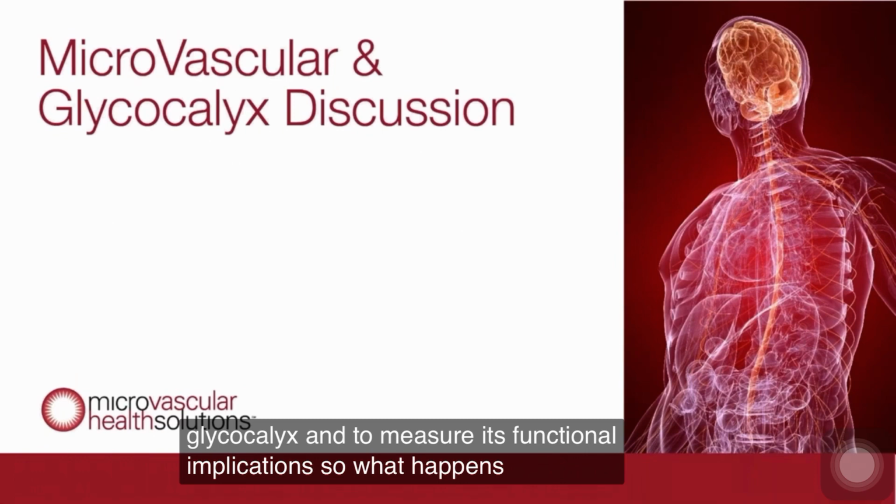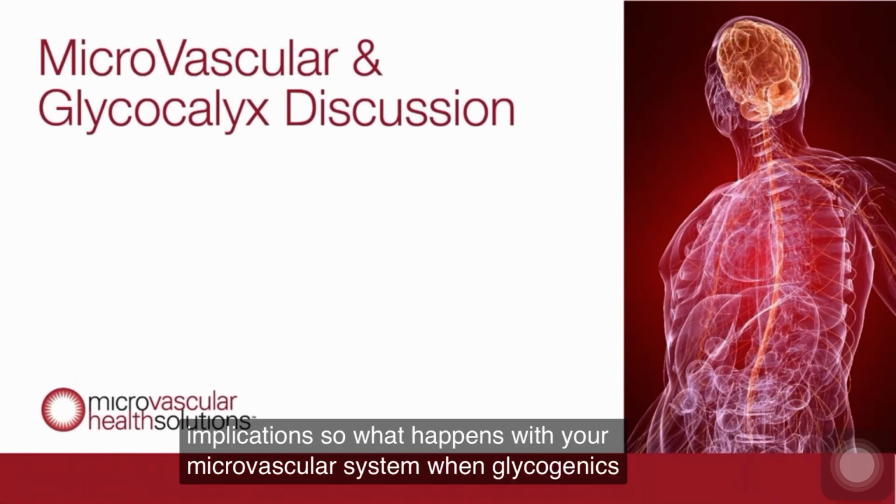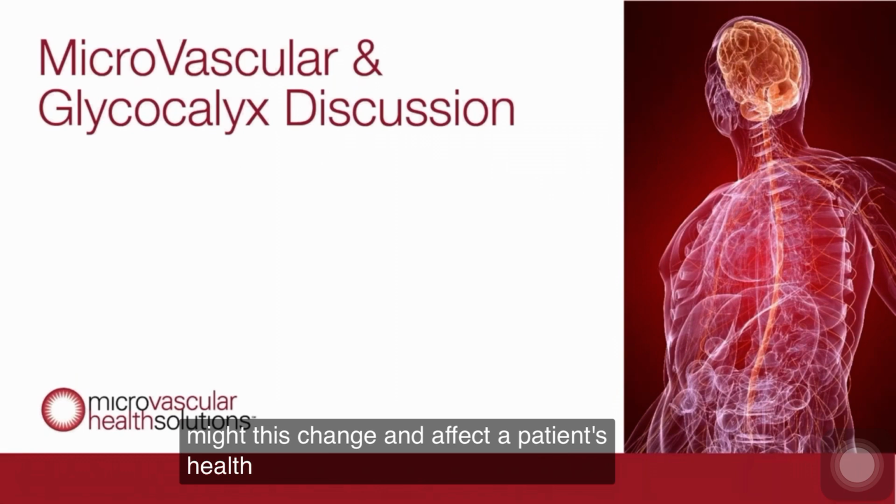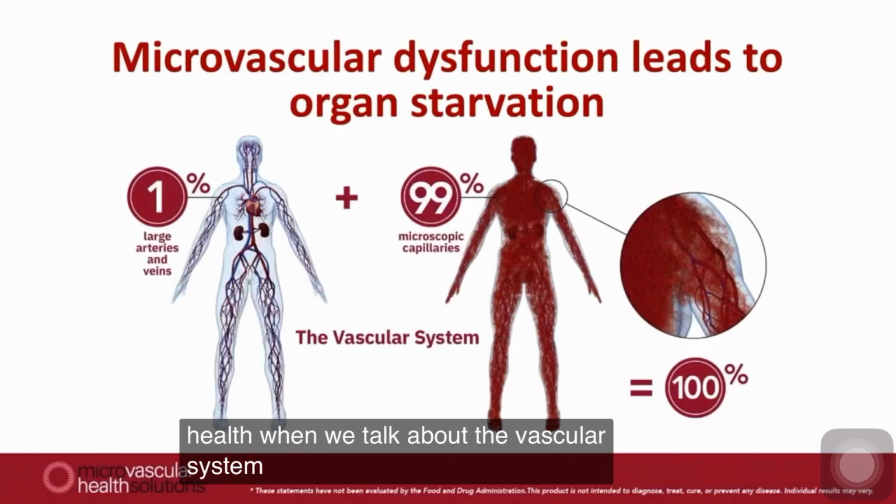So what happens with your microvascular system when glycocalyx breaks down, and how relevant is this for endothelial function, and how might this change and affect a patient's health? When we talk about the vascular system, we obviously have the large vessels as shown on the left. So 1% of our vascular system is the large pipes taking the blood from the heart to the extremities and to the organs, and then the veins carrying the blood back to the heart again.